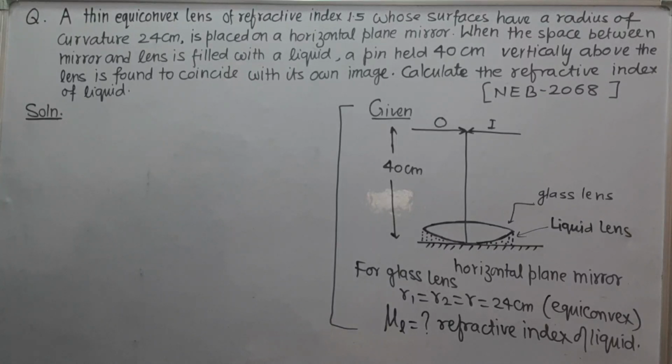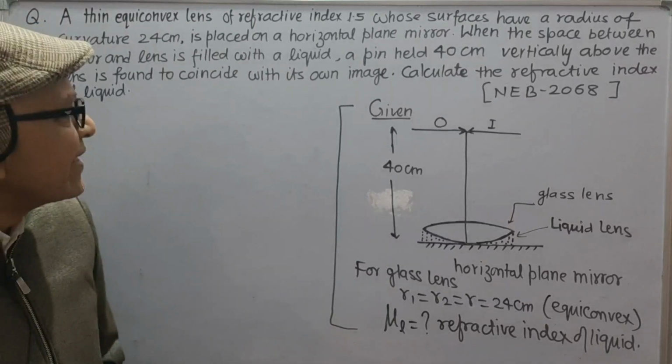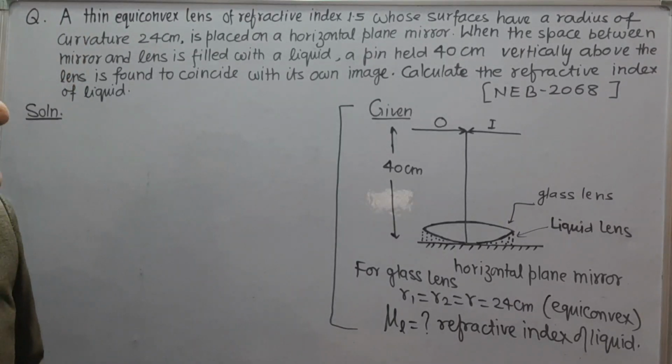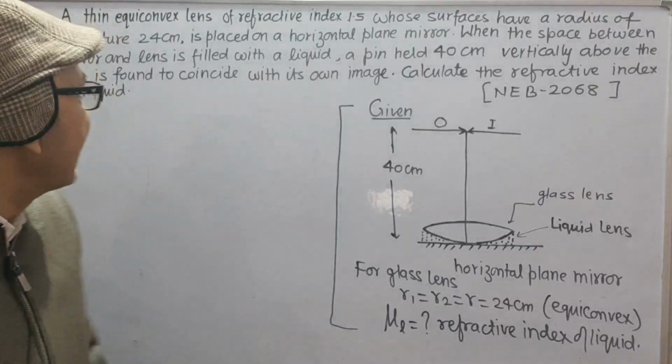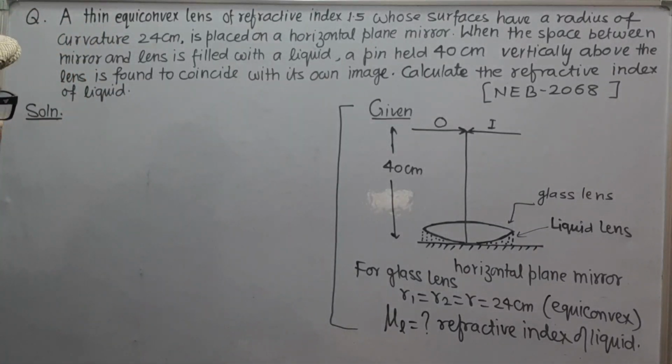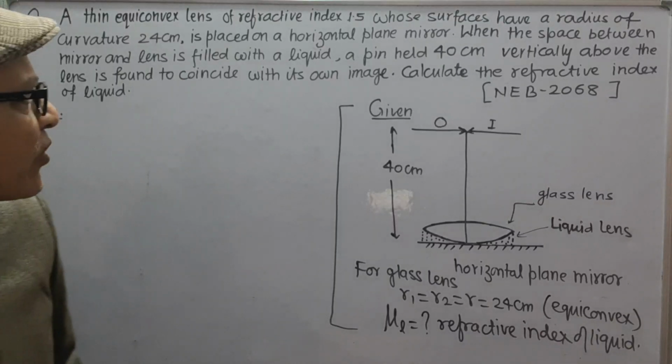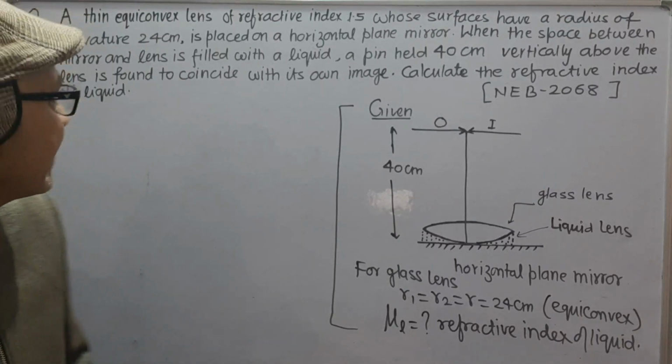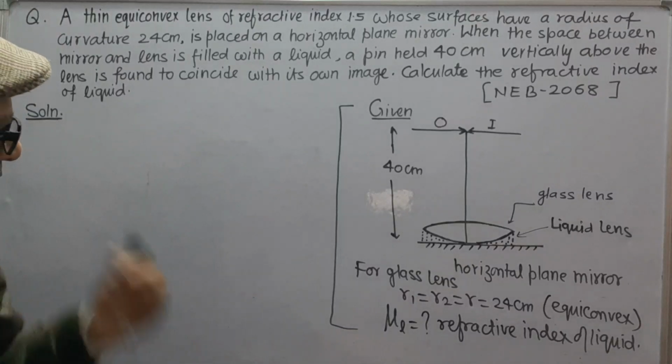is placed on a horizontal plane mirror. When the surface between mirror and lens is filled with a liquid, a pin held 40 cm vertically above the lens is found to coincide with its own image. Calculate the refractive index of liquid.